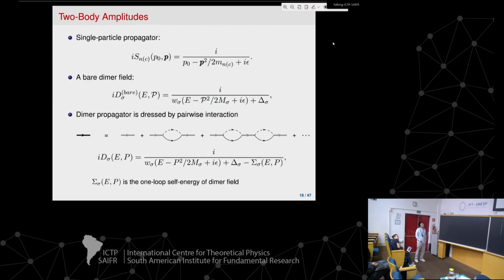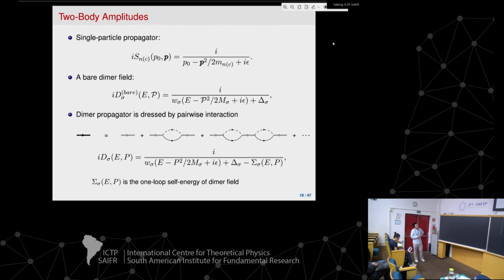And under this halo effective field theory, you can write the single particle propagator. This is similar to the Feynman diagrams, but for non-relativistic particles. So you have P0 minus its connected part. If you use N and C for the neutron field and the core field, and for this dimer field, if it's only a bare dimer without interactions, then it's written in this form. So here it's the residual mass with this connected part.